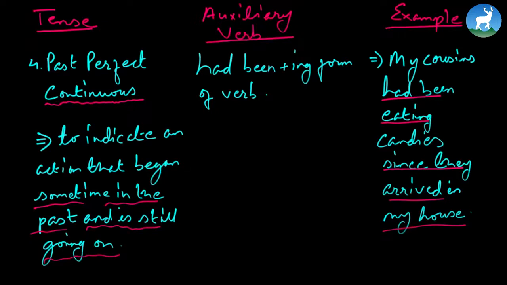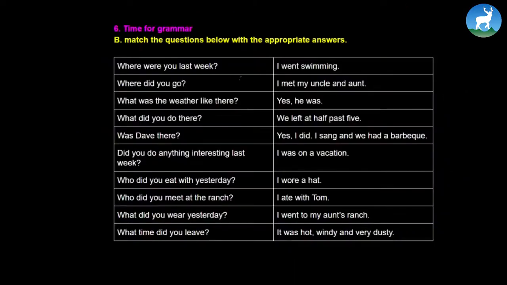See, my cousins had been eating. Look at this ing here again. Why ing? To understand it in a very simplified manner, this continuous would always bring the ing form of the verb. Here, eat, we apply this ing to eat. So my cousins had been eating candies since they arrived in my house. So this is all about past tense, right? There are 4 kinds of past tense that we just talked about. Now let's move further.